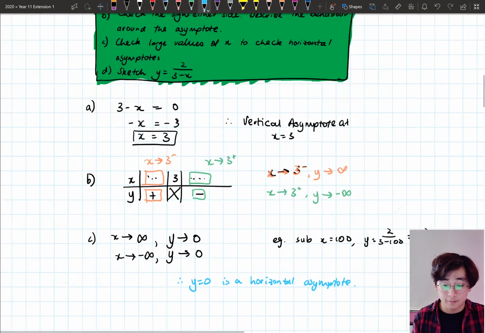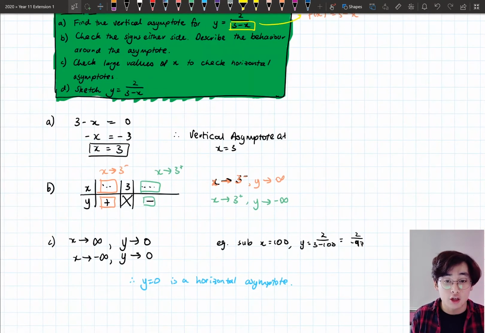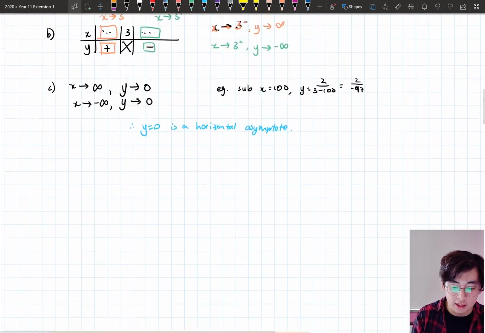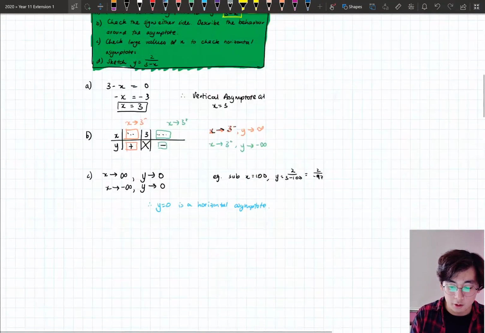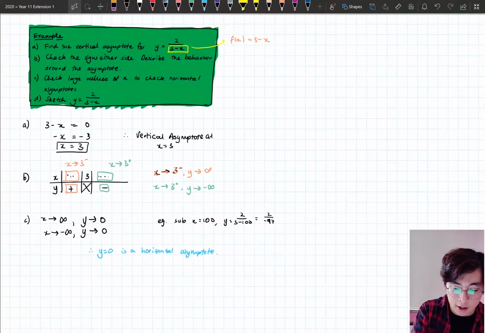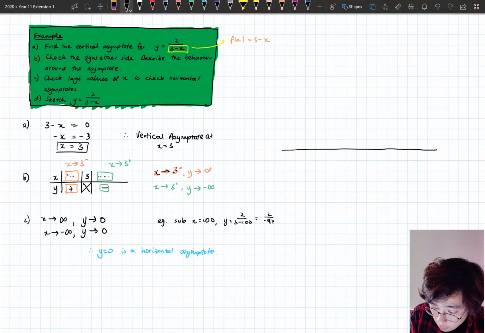Okay, cool. The last step is that we want to sketch this function. So let's pull all of this together, and I'm going to do it over here. I'm going to draw my Cartesian plane. So this is part D.